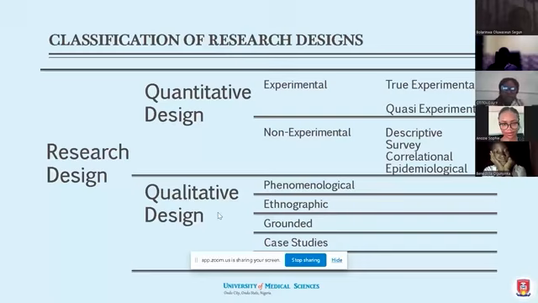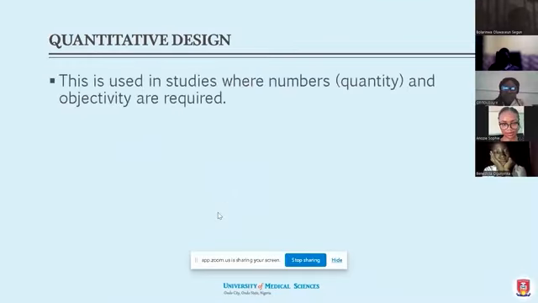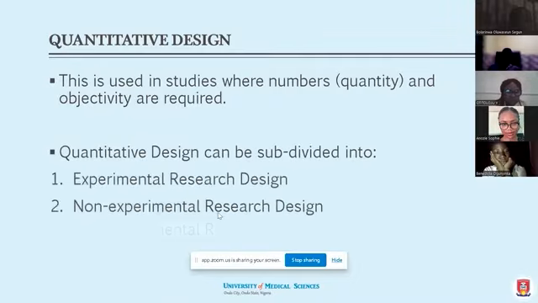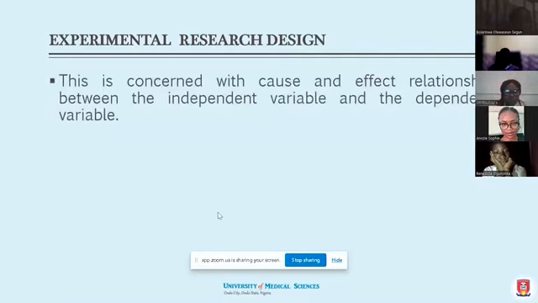Each of these ones has their peculiarity, when you can use them, what you can use them for, and the purpose for their use. Now let's start with the quantitative design. I already said that this deals with a number or quantity and objectivity. And under here, you can have experimental and non-experimental. For experimental, when we talk about experimental research design, it is concerned with cause and effect relationships between variables in a study. We talked about independent and dependent variables. A lot has been said about this.